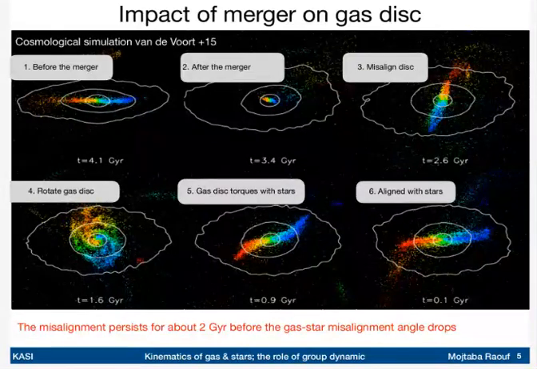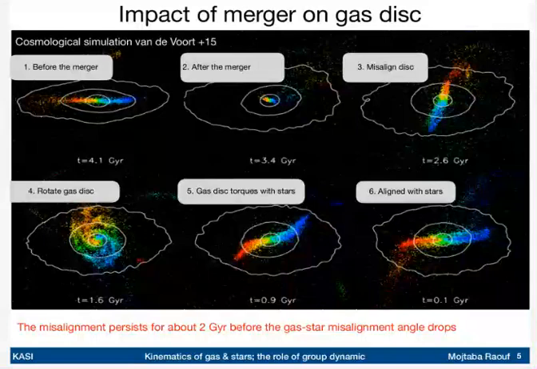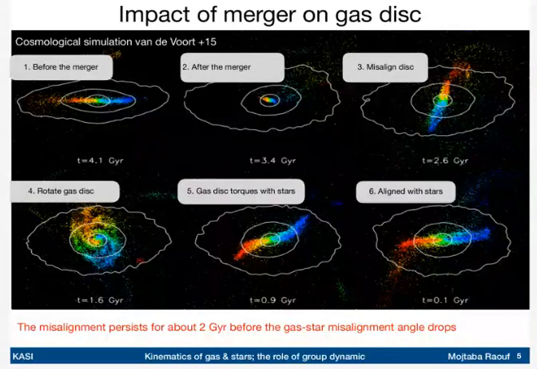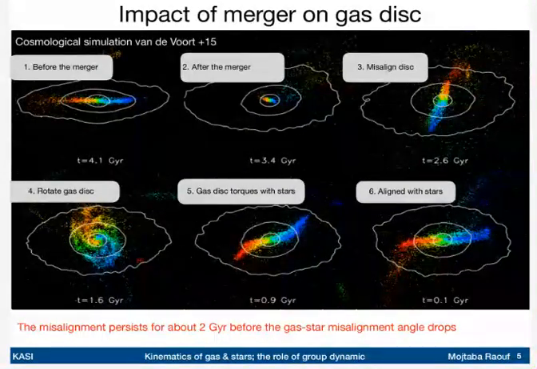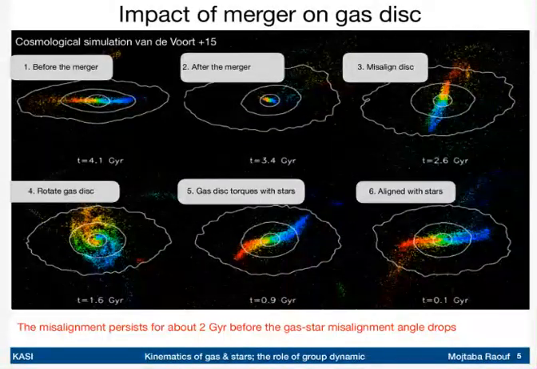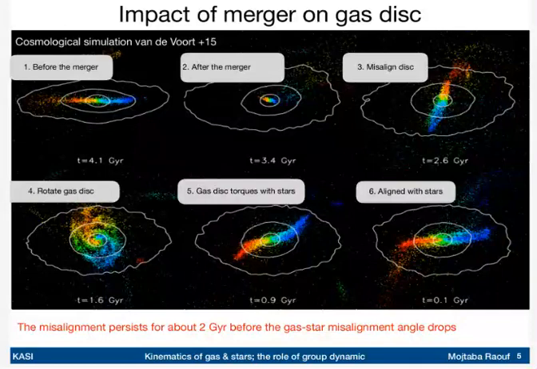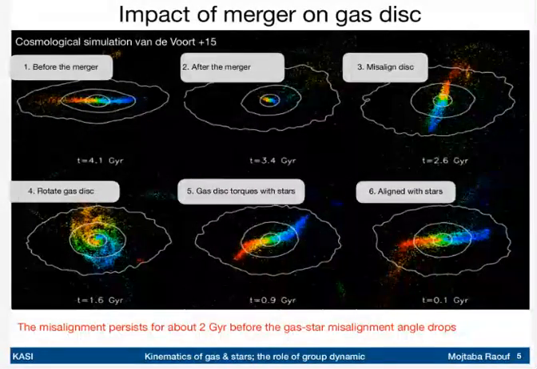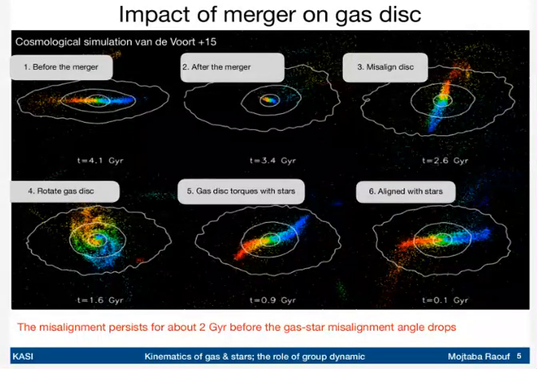Okay, let me show some of the impact of mergers on the gas disk of galaxies. This is the cosmological simulation by Van de Voort in 2015, showing the impact of mergers on the galaxy and the gas particles. You can see the contours as star particles, and the color particles as the gas particles. The first panel shows the gas disks before the merger, and the second panel is right after the merger, when most of the gas disks have been destroyed.